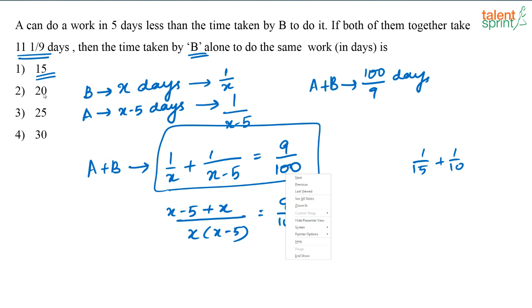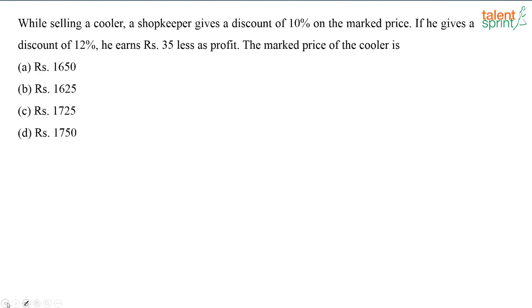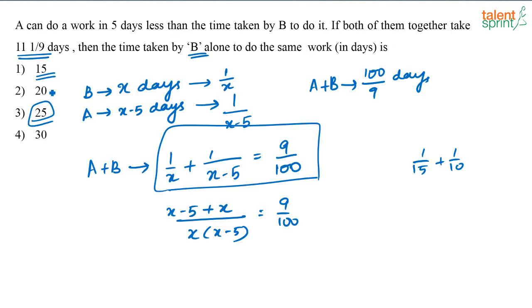Similarly, put 20 and 15 and see. Will the answer come to 9 by 100? No. When you put 20, for instance, you will have 1 by 20 plus 1 by 15 is equal to, actually if you solve this you will have 60 in the denominator, and here you will have 3 plus 4, 7 by 60, again not 9 by 100.